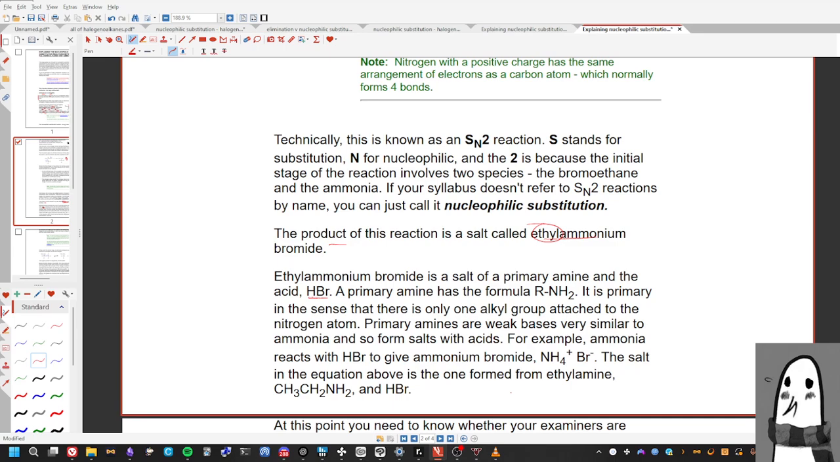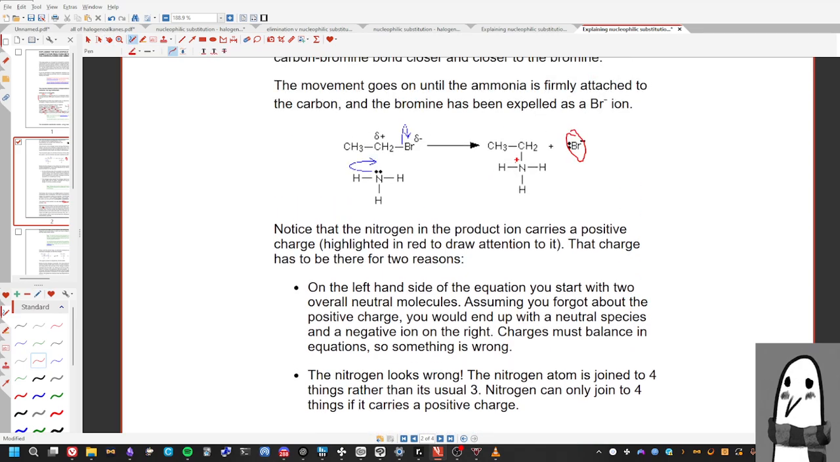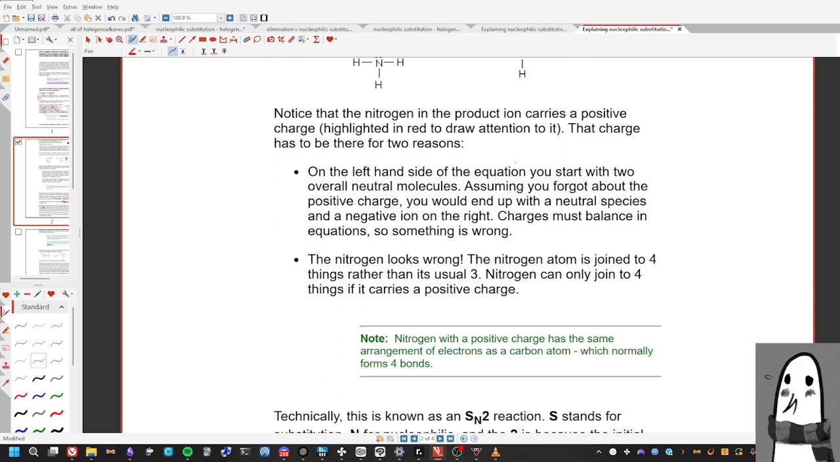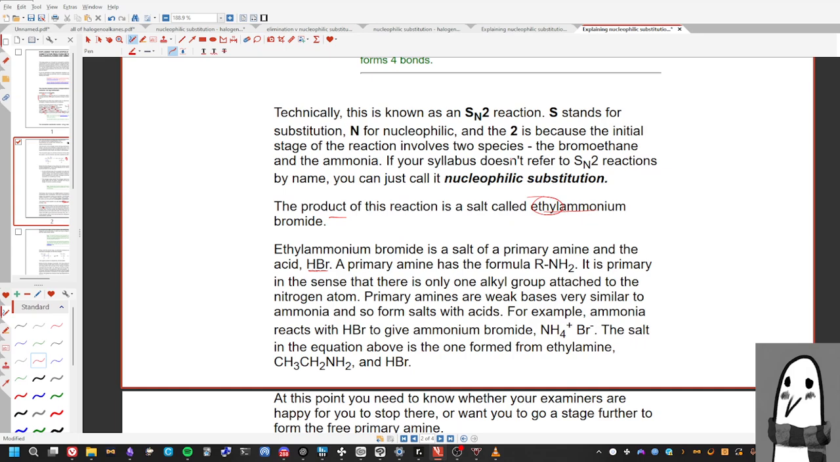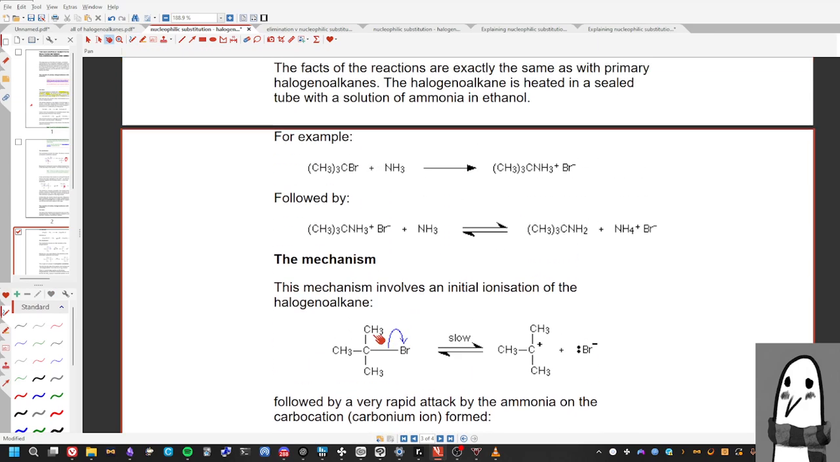Primary in the sense that there's only one alkyl group attached to the nitrogen atom. Primary amines are weak bases compared to ammonia, so they form salts with acids. HBr is an acid. So in this case, ammonia is going to be your NH4+. This is going to be your ammonia, even though it's NH3 plus the CH2. Now, since the NH3 is a base and HBr is an acid, it'll give ammonium bromide, NH4Br, and the salt in question is going to be this salt. Right here.